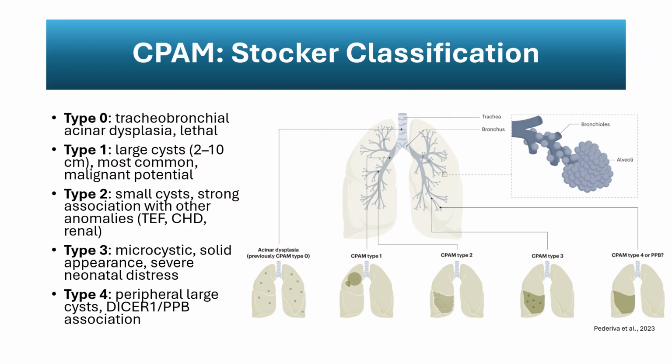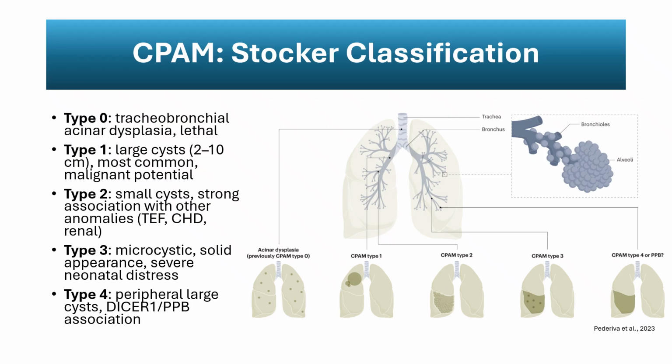Type 2 lesions have multiple small cysts and are frequently associated with other congenital anomalies, such as tracheoesophageal fistula, congenital heart disease, or renal abnormalities. Type 3 lesions are microcystic, appear solid, and often cause severe neonatal respiratory compromise due to compression of adjacent lung tissue. Type 4 lesions are peripheral, large, air-filled cysts with a DICER1 mutation association, which increases the risk of pleuropulmonary blastoma and necessitates lifelong surveillance.